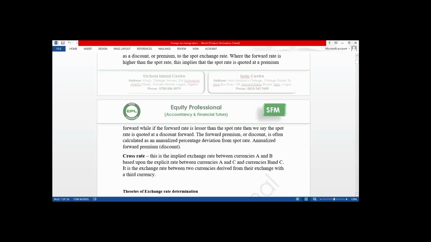If you are trying to determine the exchange rate between Naira and yen, you can use the relationship between Naira to dollar and yen to dollar. That will give you the cross rate between Naira and yen based on the relationship with the third currency, dollar. That is the cross rate.